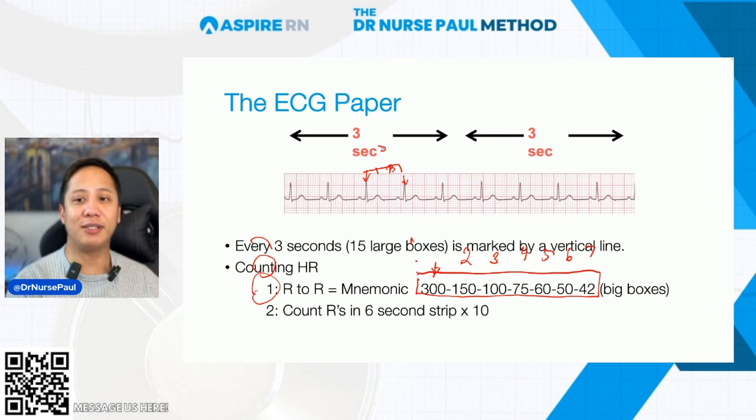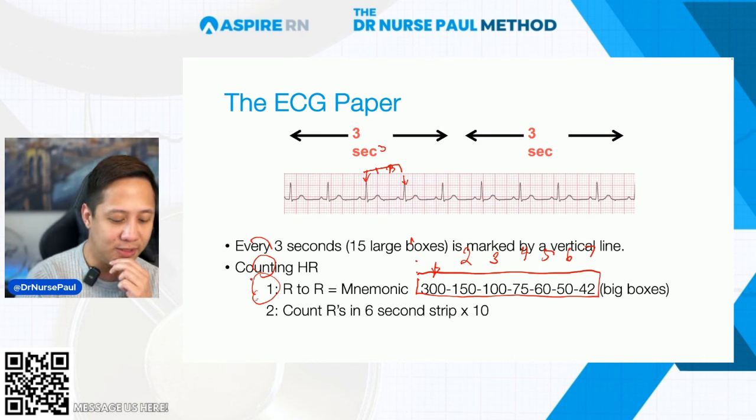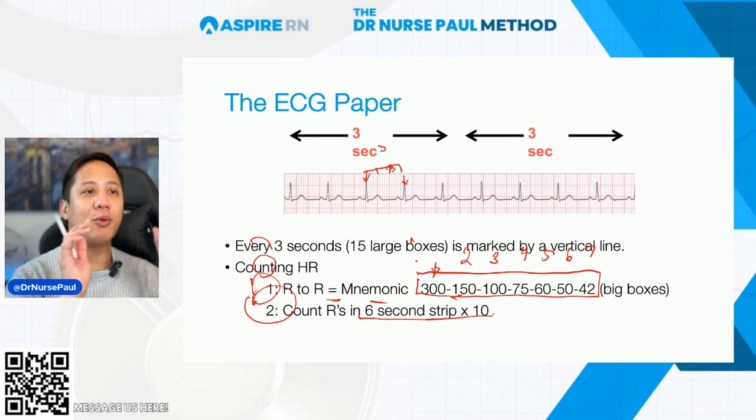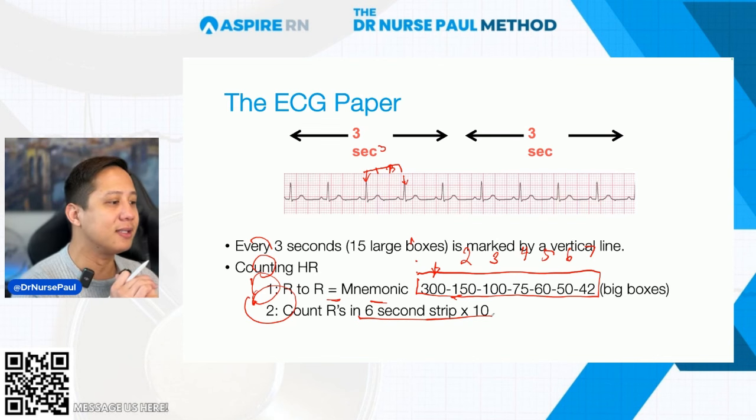For example, you're taking an NCLEX and you're timed, right? Don't do R to R. You're going to forget that. You're going to make a mistake. Do the second option, all right? What you're going to do is count all the R's in a 6-second strip. Sir, how do I know if it's a 6-second strip? Well, count your boxes, right? Remember, one large box is how many seconds?